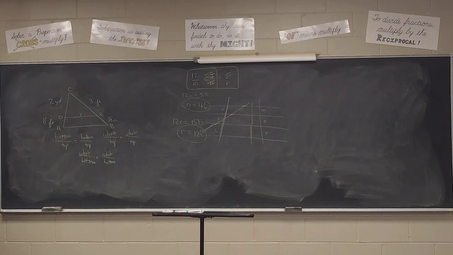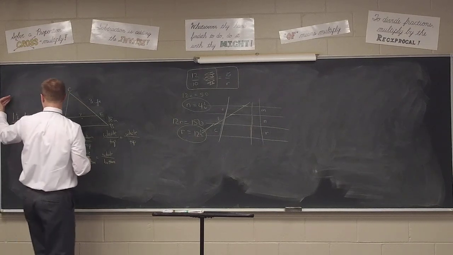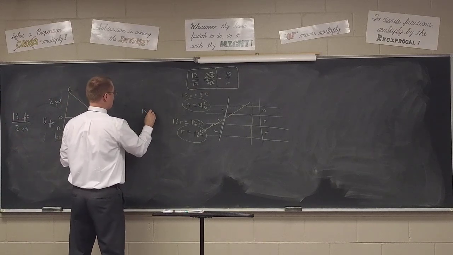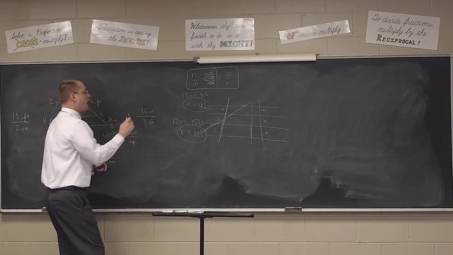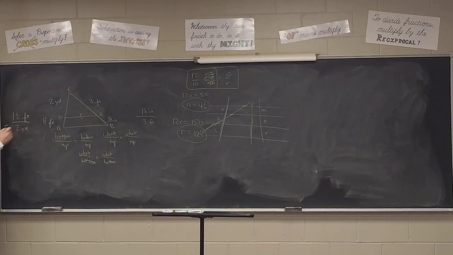Well, obviously the problem we run into here is as we try to set up, once again, bottom is to top as bottom is to top, my units are all over the place, aren't they? Here I've got 1.5 feet to 2 yards. Here I have 18 inches to 3 feet. Within each ratio, what has to be true of the units, class? They have to be equal. They've got to be the same.